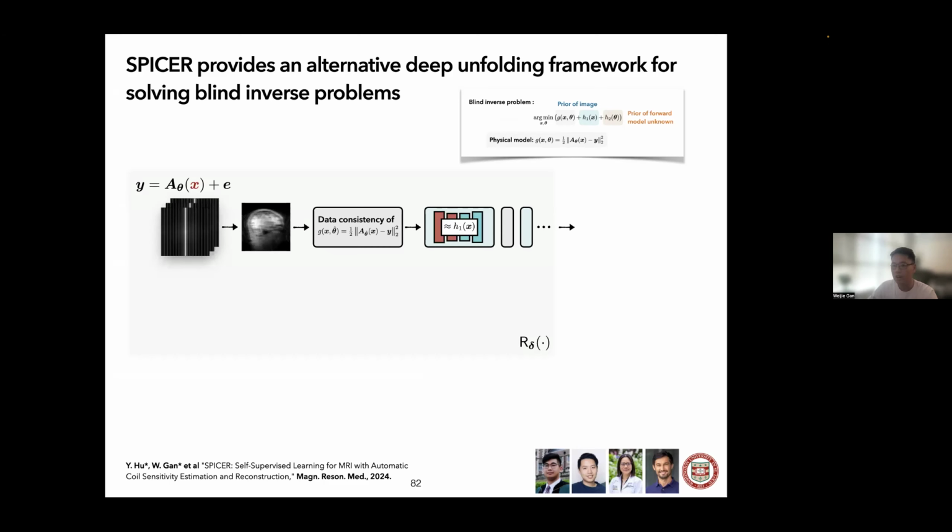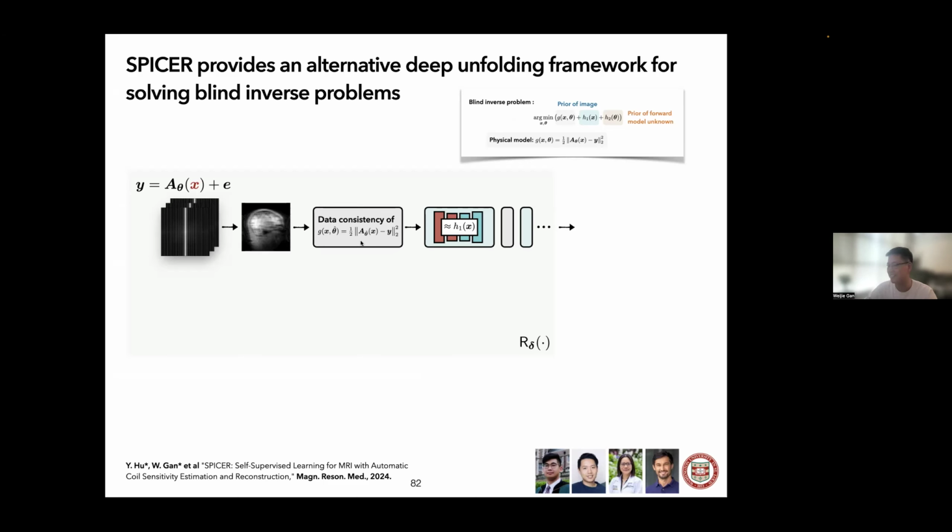This is based on deep unfolding, right? Deep unfolding you can consider as just a neural network architecture. But this architecture has a lot of layers, and each layer consists of two parts. The first part tries to enforce the data consistency, and the second part is the CNN. Let's think about the data consistency term right here. You need to know the forward model, the A theta here, in order to enforce the data consistency, right? But the idea of a Bayesian inverse problem is that you don't know the exact forward model.